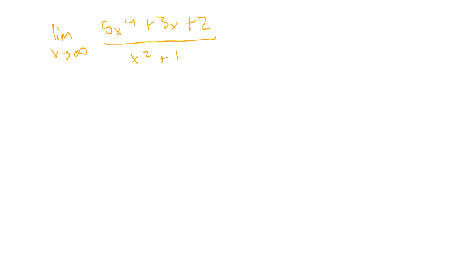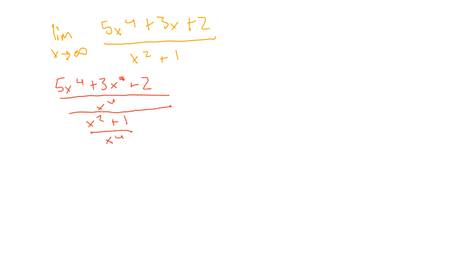So we're going to proceed with our steps. We have a higher power in the numerator this time with x to the 4th, so we're going to divide everything by that. That's where we get 5 over x to the 4th plus 3x squared, or just 3x, plus 2 all over x to the 4th, over x squared plus 1 over x to the 4th. So now we're left with 5 plus 3 over x cubed plus 2 over x to the 4th, over 1 over x squared plus 1 over x to the 4th.